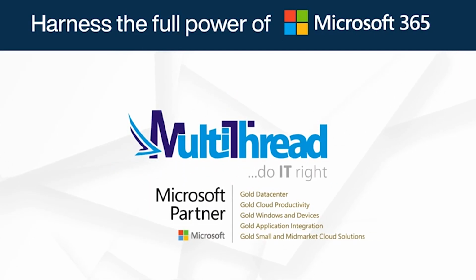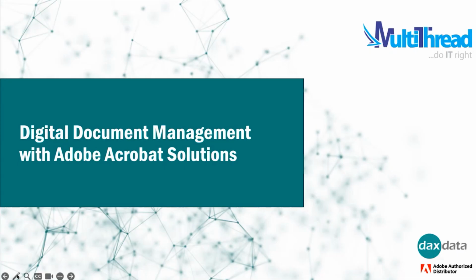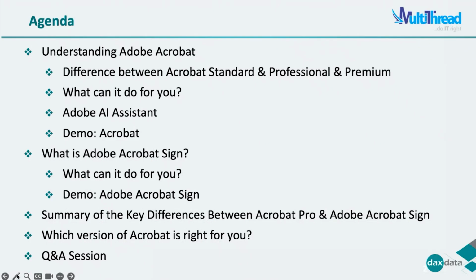Today's session, we're looking at digital document management through the Adobe Acrobat solutions. Just a brief agenda for today: we're going to understand Acrobat and the difference between Acrobat Standard, Acrobat Professional, and the new Acrobat Premium. We're going to look at what it can do for you and what the new Adobe AI Assistant is. I'm going to show you exactly how that works and how you can use it in your documents.